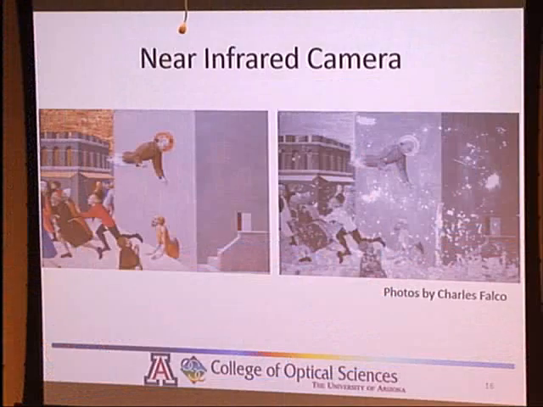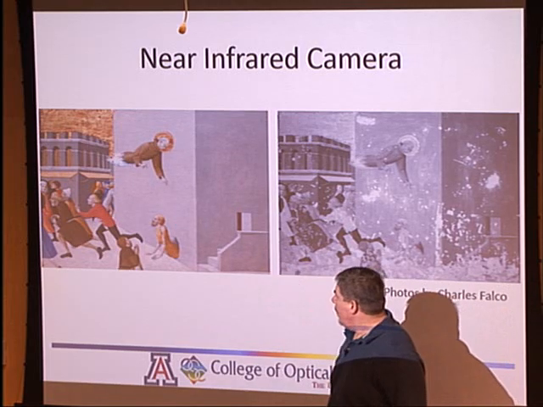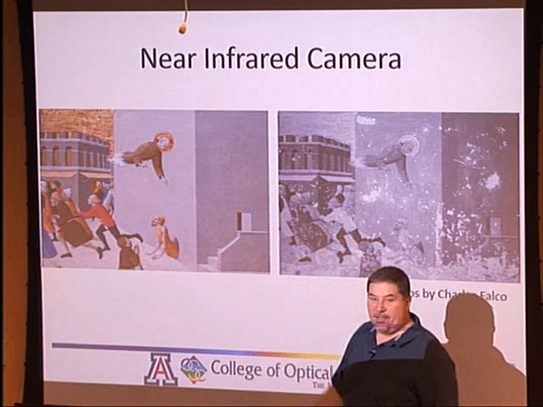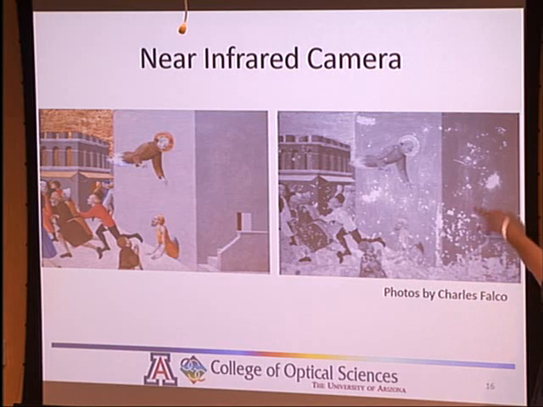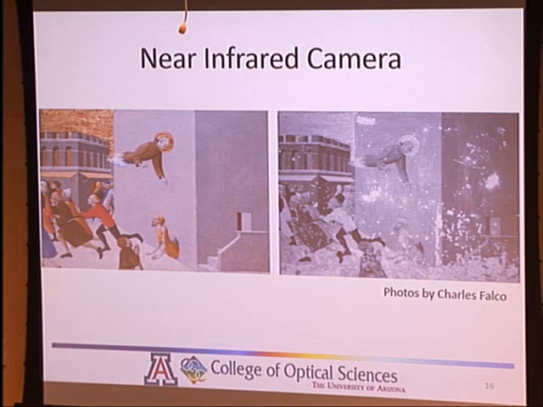Also in the infrared, you're getting a talk tomorrow by Charlie Falco, and he does a lot of work with art. In the visible wavelengths, when we look at this painting here, it looks pretty much intact. But if we go into the infrared and look at it, you can see a lot of areas here where the paint is delaminating from the canvas. This is a way to help art historians understand where damage is and do some things to try to repair and preserve these types of paintings.